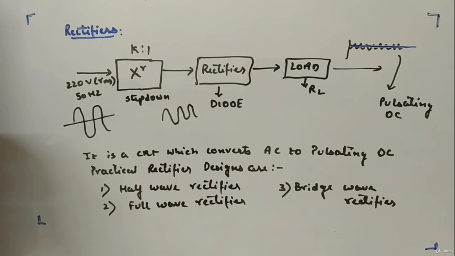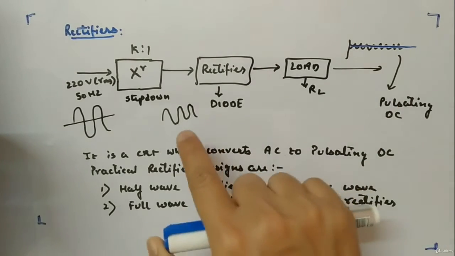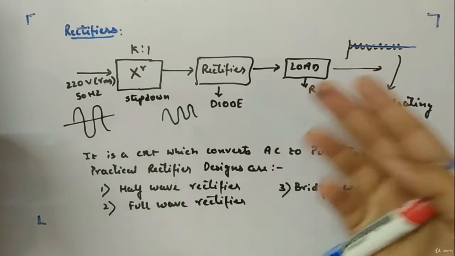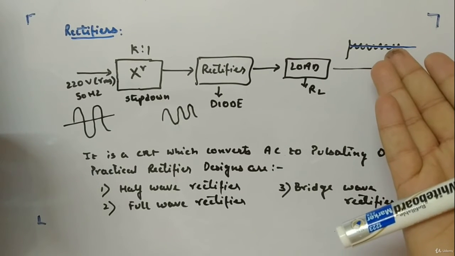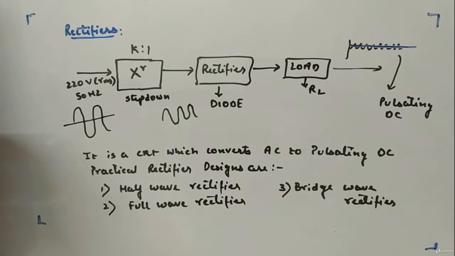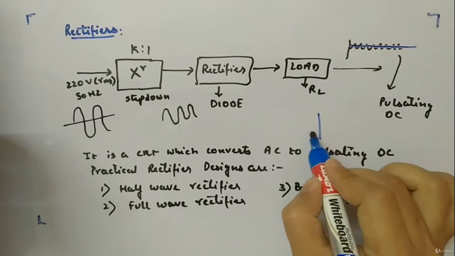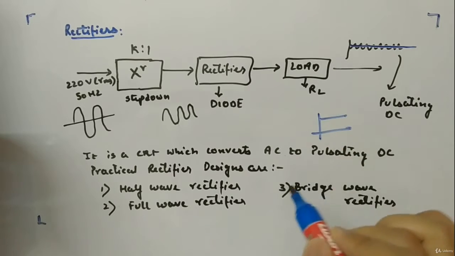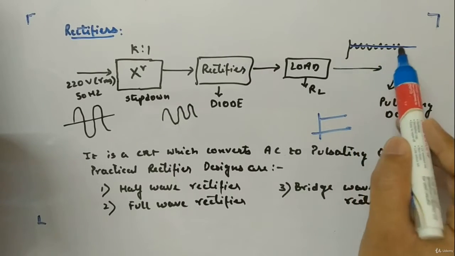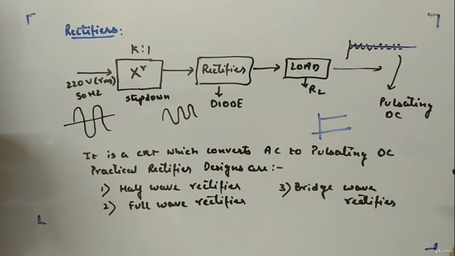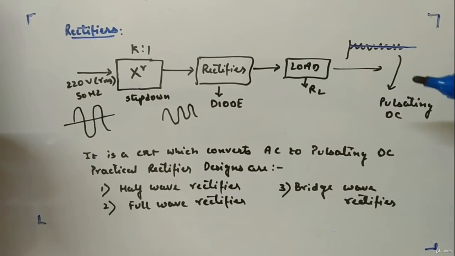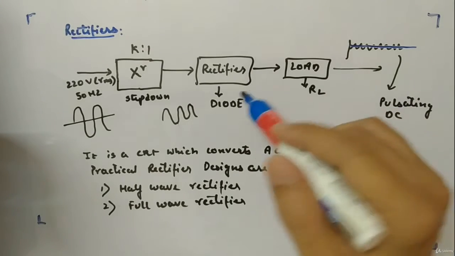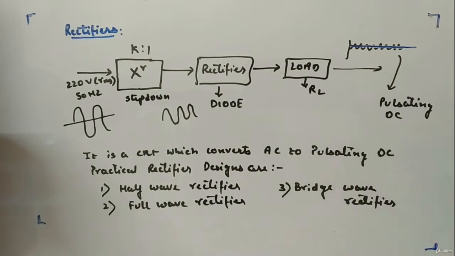So we don't get a pure DC, but we get a much better signal. Okay, we need some filtering over this signal so that we can get a perfect DC like this. We should have got ideally a signal like this, but we are getting some pulsating, you can see that. So that is removed by filters, and that is later on. So first is to convert this signal to this signal, that is what we will see, and that is what the rectifier is all about.